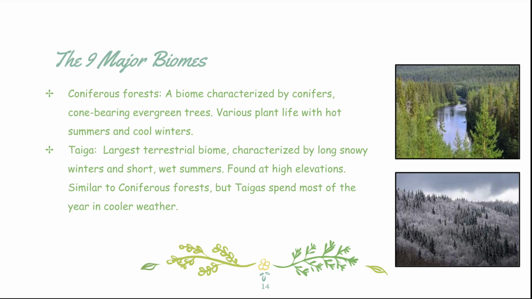Next is coniferous forests. This is a biome characterized by cone-bearing evergreen trees. It has a variety of plant life with hot summers and cool winters. The taiga. This is the largest terrestrial biome, characterized by long snowy winters and short wet summers. It's mostly found at higher elevations. It's very, very similar to coniferous forests, but unlike them, taiga spends most of the year in a cooler, snowy winter.